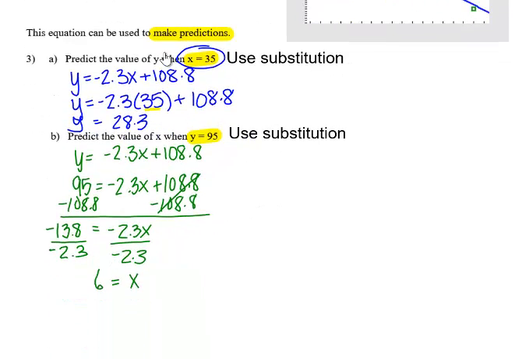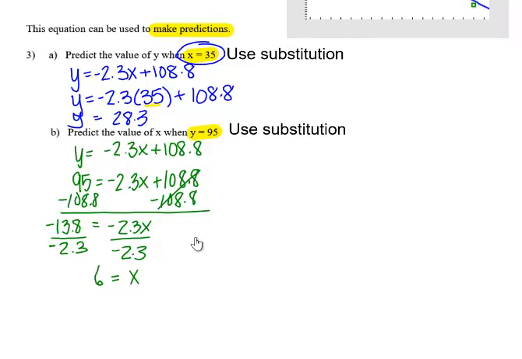Alrighty. So for a, if you just take 35, plug it in for x, you get out 28.3. And then for b, this is a little more involved. You take 95, plug it in for y, which is on the left, and then you need to subtract 108.8, and then you need to divide by negative 2.3. And then you get 6. All right, so those are the two predicted values, given the two different situations, whether you have an x or a y.